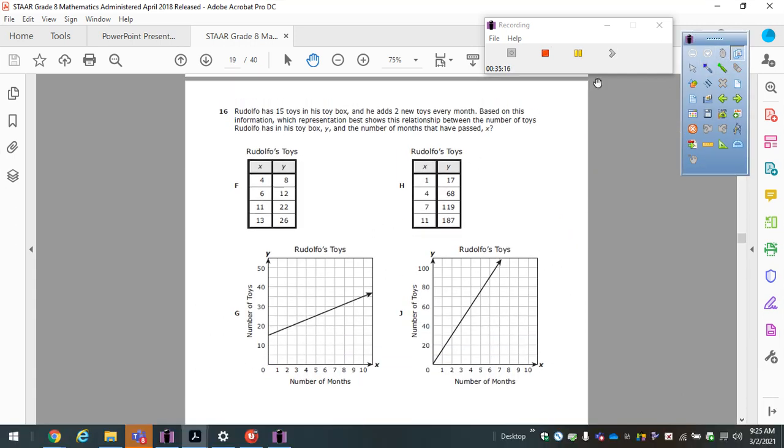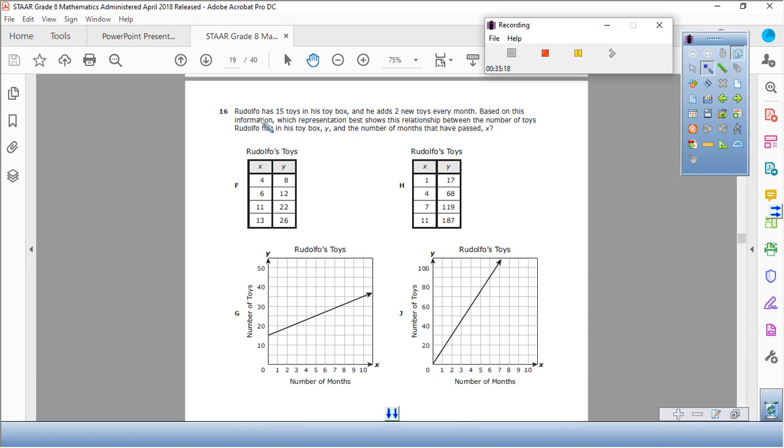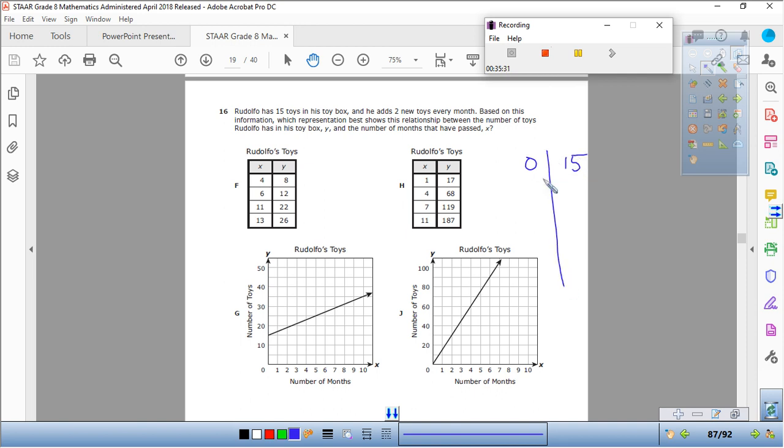Okay, this one real quick. This one has 15 in the start box and adds 2 every month. So if you think about that, it starts off at 15. At month 0, 15. Then every month adding 2. So at month 1, 17. Month 2, 19. Month 3, 21.